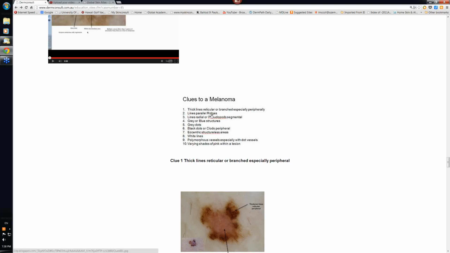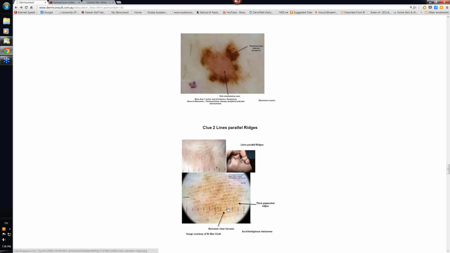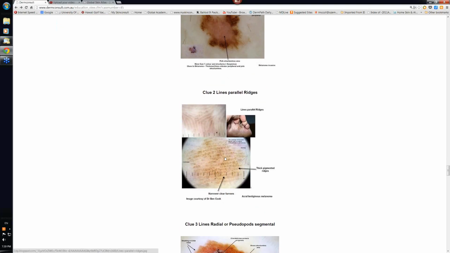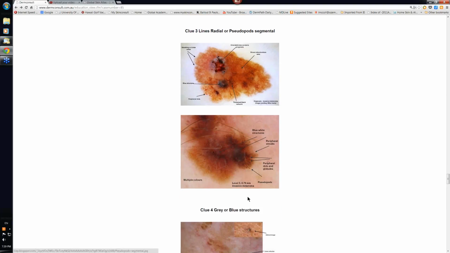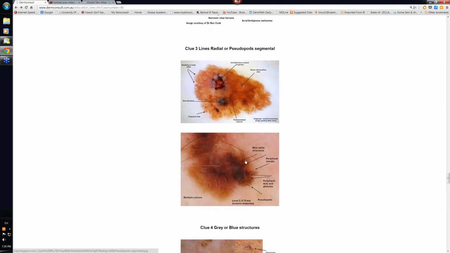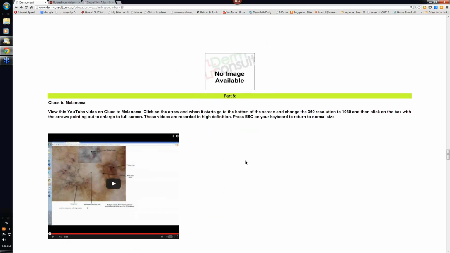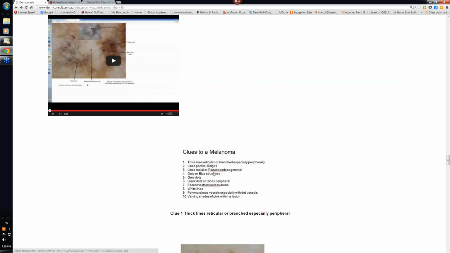Lines parallel ridges. This is on the soles of the feet. Lines radial or pseudopod segmental. This is usually streaks at the edge of a growing lesion. So if we have an example, these are, by the way, lines parallel ridges. You've got some streaks on the outside of this area here, but you've also got pseudopods, and that's one of the other markers here, pseudopod segmental.